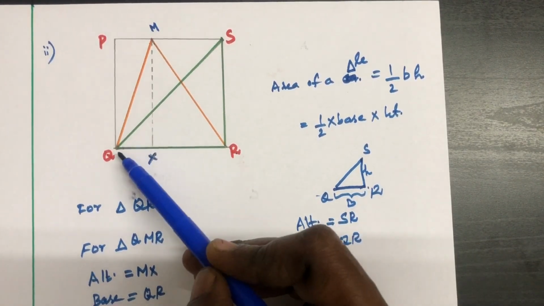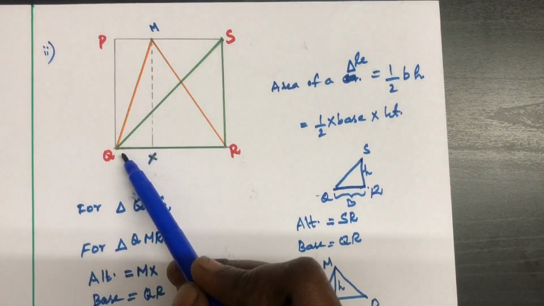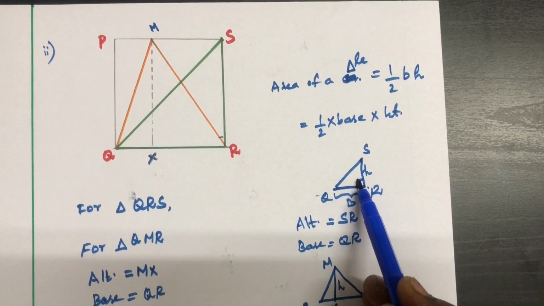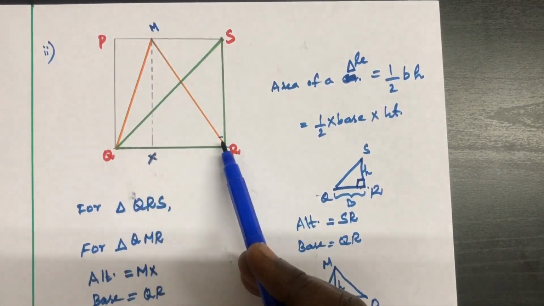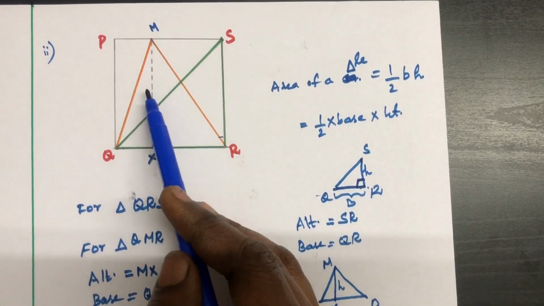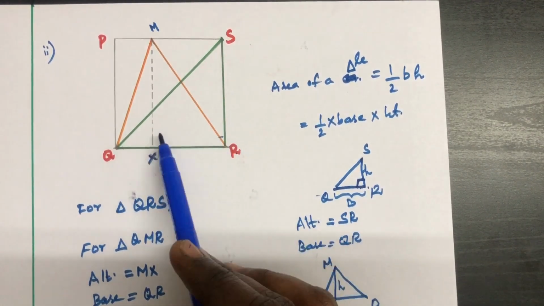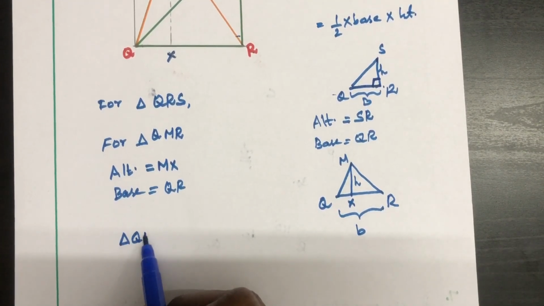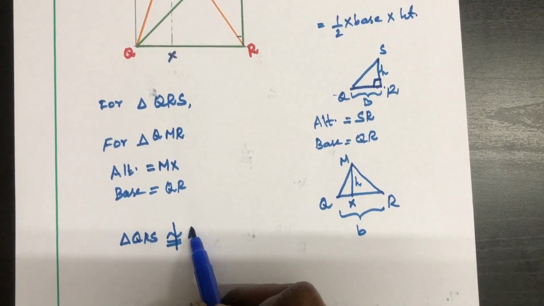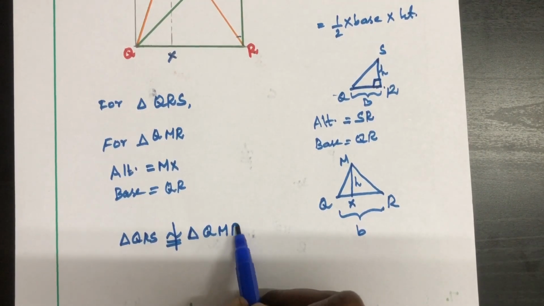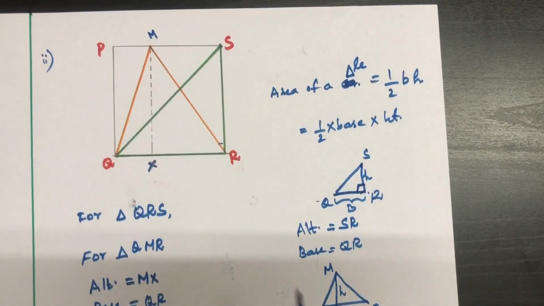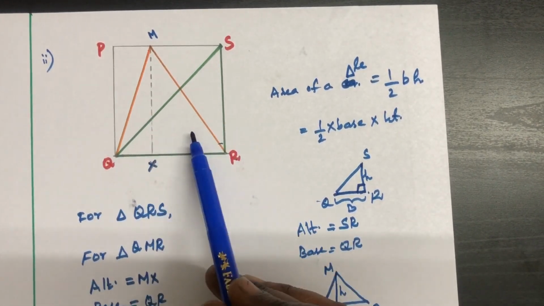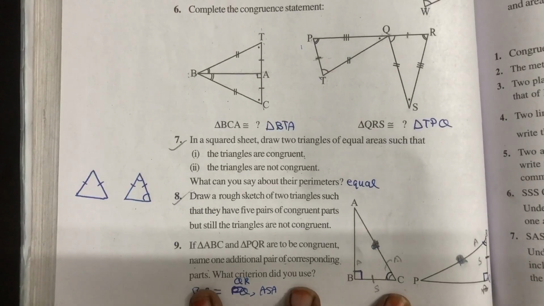But now see that this is a triangle with a 90-degree angle, a right triangle. But this is not a right triangle, so it won't fit into this triangle. It must be different. Both are not congruent. So triangle QRS is not congruent to triangle QMR. That's all, we just proved it. In a square sheet, the two triangles taken like this are not congruent.